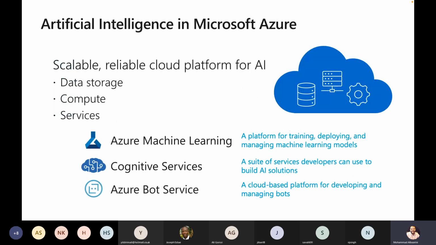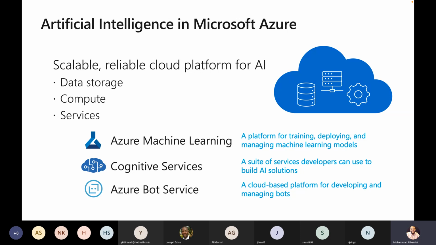So, artificial intelligence in Microsoft Azure. Why are we using Microsoft Azure? It's a scalable, reliable cloud platform for AI in terms of data storage, computing, and services. We experienced some of these services and explained them before, and I believe we came across some of them. There are some services that Microsoft Azure provides.